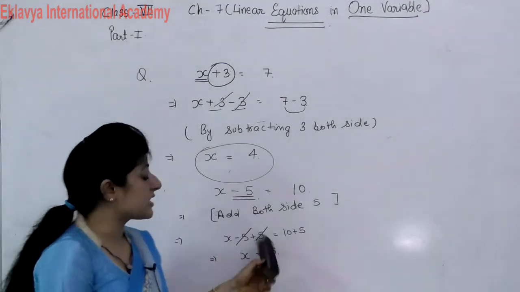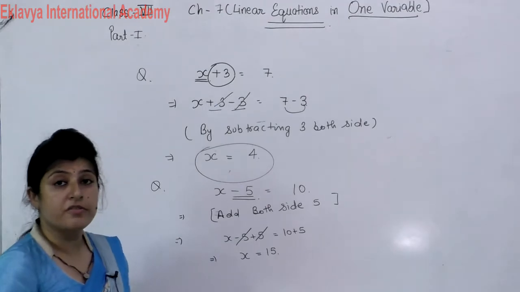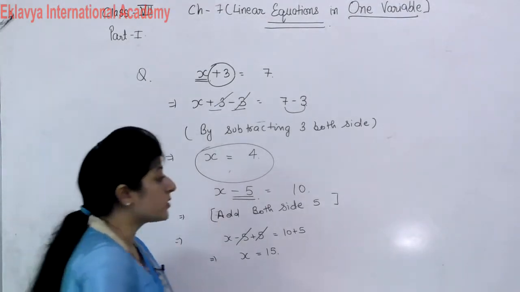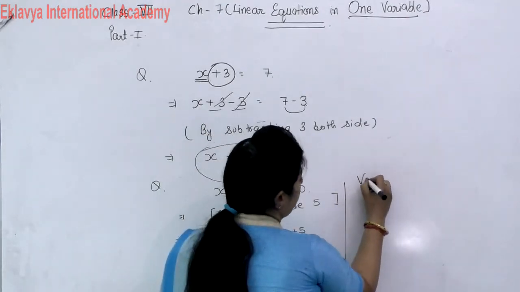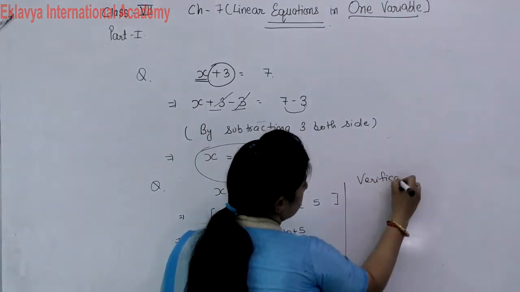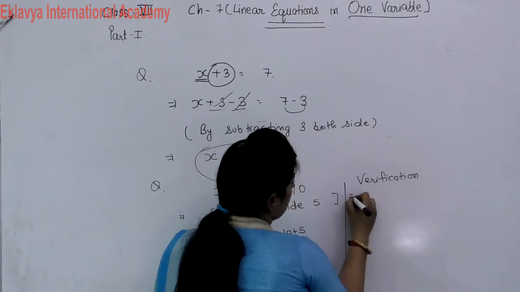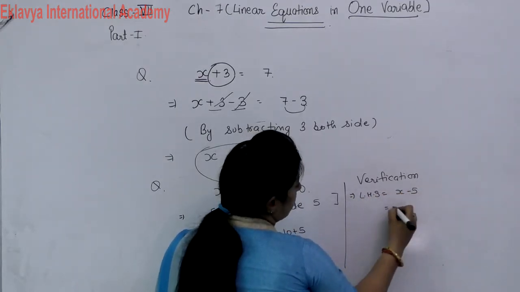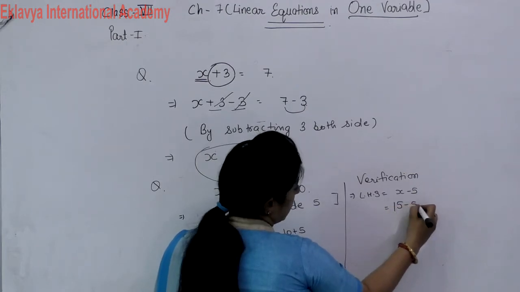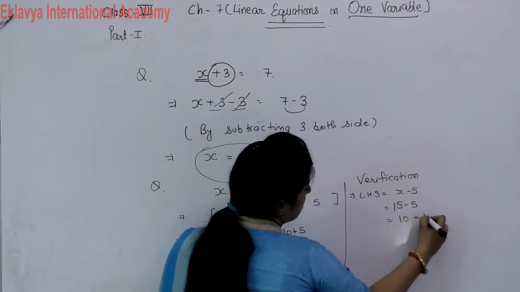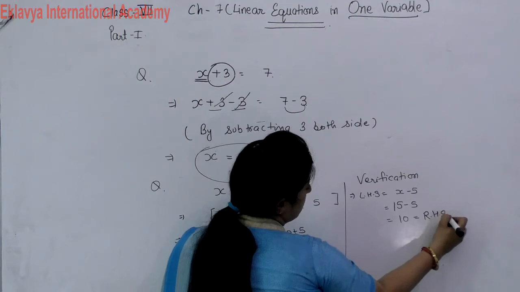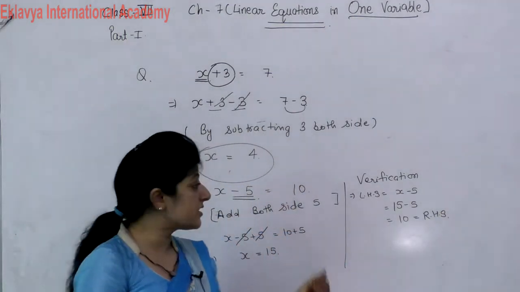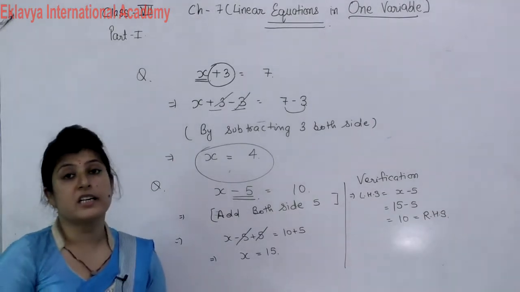So what is the answer? x is equal to 15 is the root of this equation. You can also verify your result. Verification: put in the LHS, LHS is equal to x minus 5, that is 15 minus 5 is equal to 10, which is equal to RHS. So LHS is equal to RHS here, and this verifies our result.